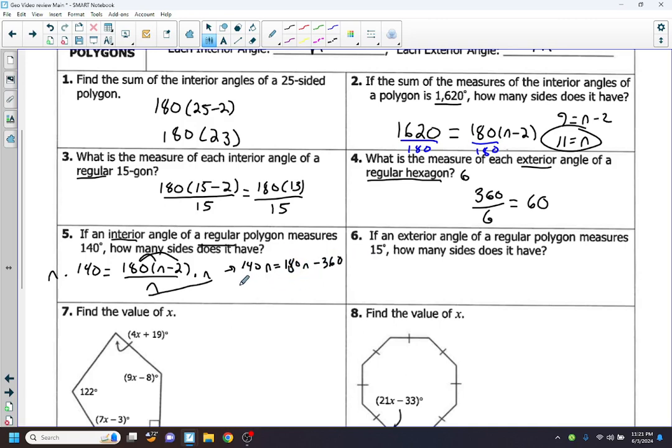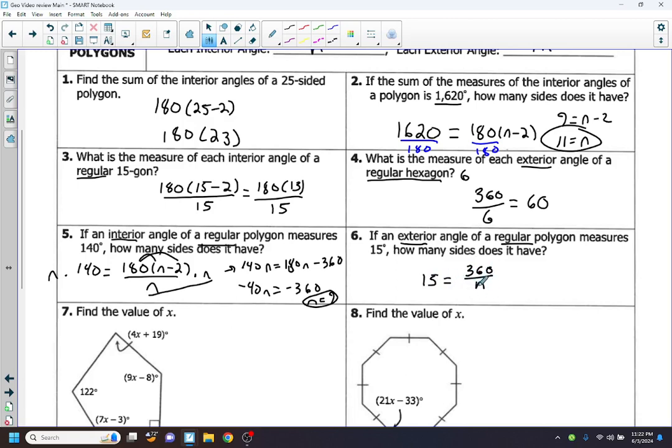A little bit of algebra, negative 40n equals negative 360, n equals 9. Over here, if the exterior angle of a regular polygon measures 15, how many sides does it have? So it's the exterior angle of a regular polygon. So I know 15 equals 360 divided by n.